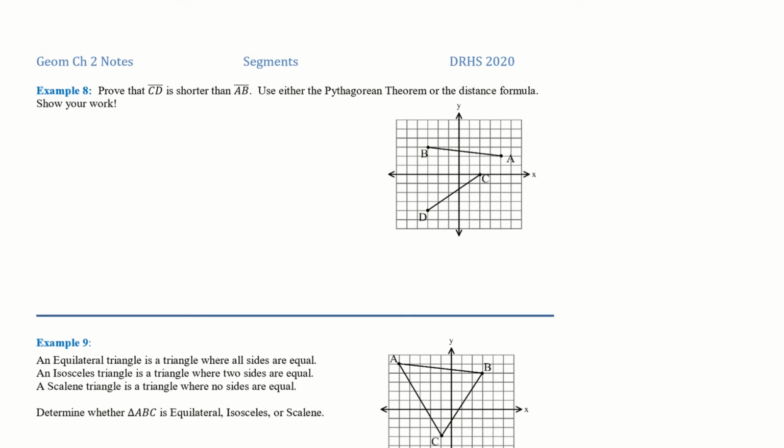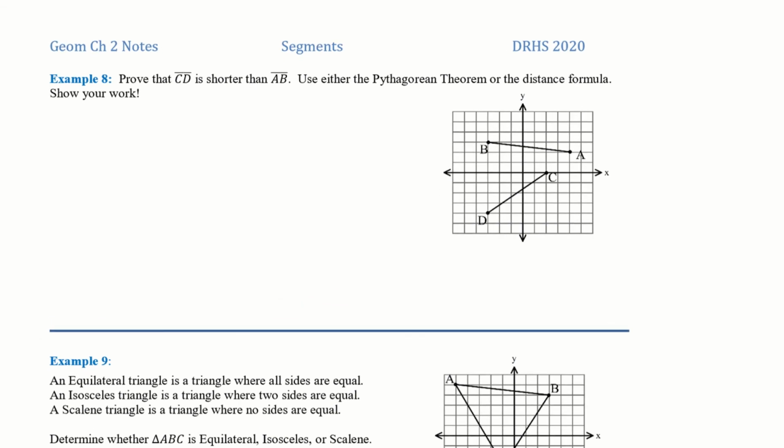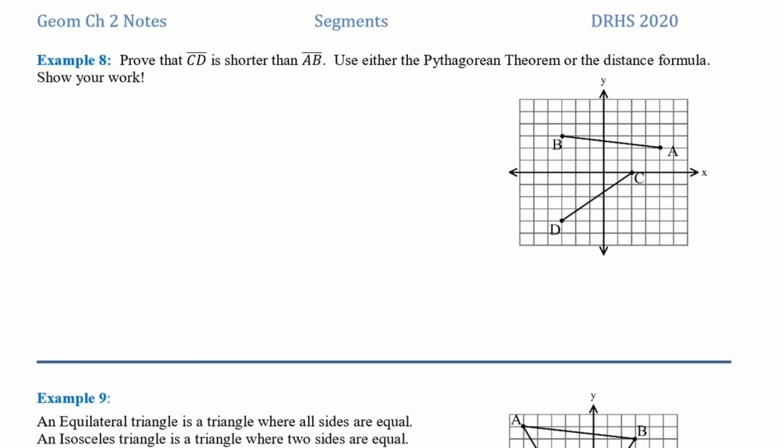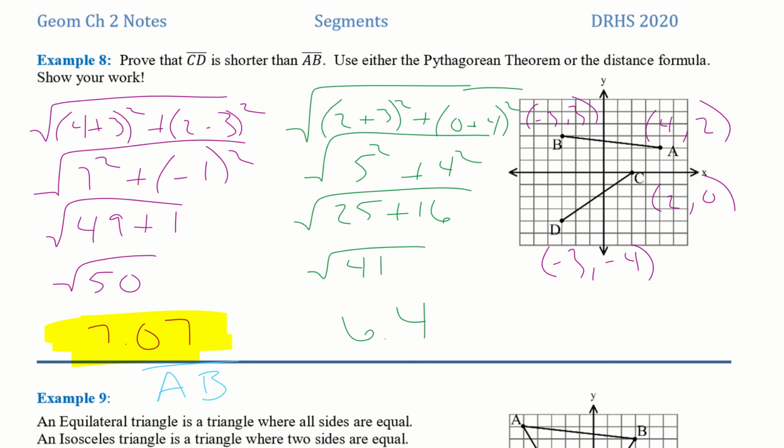Okay, example 8. Prove that CD is shorter than AB. Use either the Pythagorean theorem or the distance formula. So I want you to take a second and figure out which one you want to do. Try this one. Pause the video, and then you can see the solution after. Alright, so hopefully you have a chance to try this problem out. I decided to use the distance formula. So in purple I have line AB, and then in green I have line CD. So by doing this, I have now proved that CD is for sure shorter, because we have AB as 7.07 and CD is 6.4.